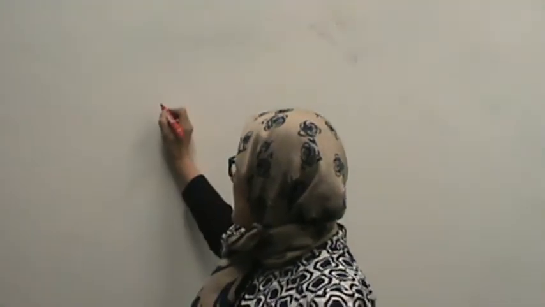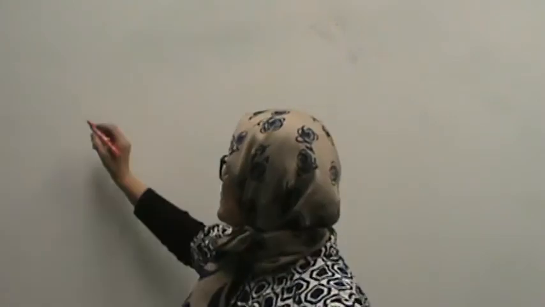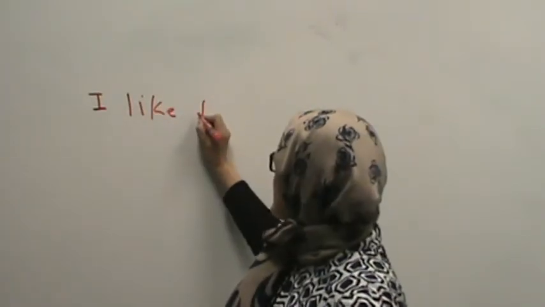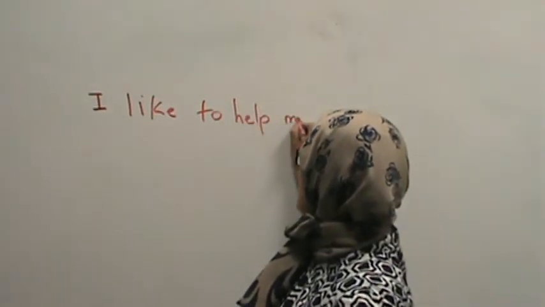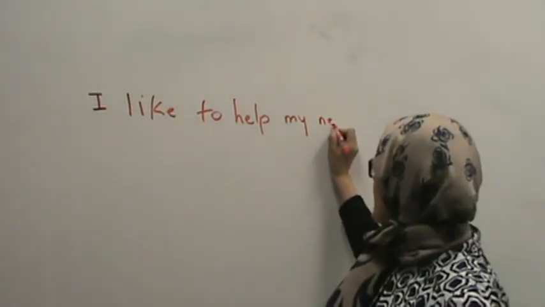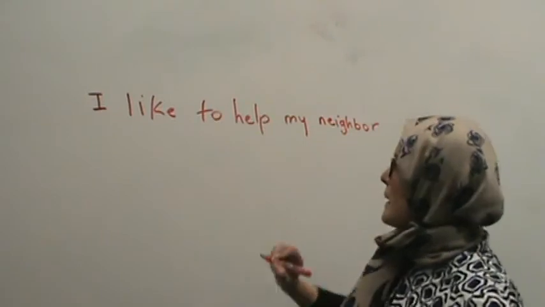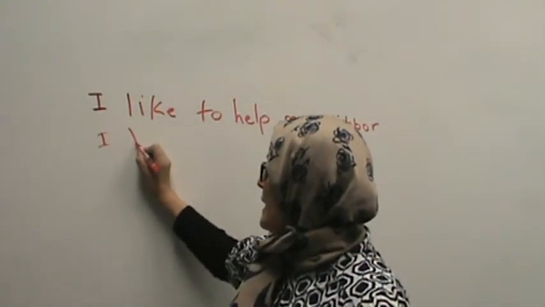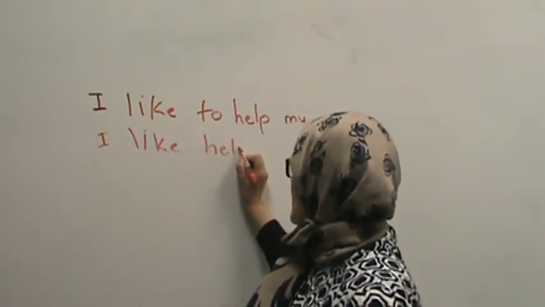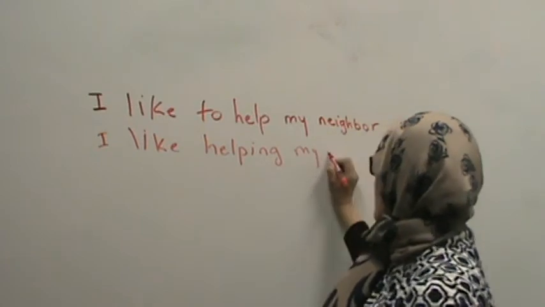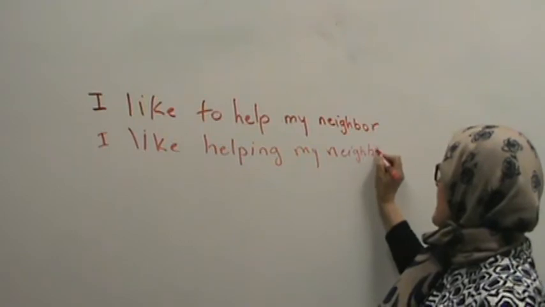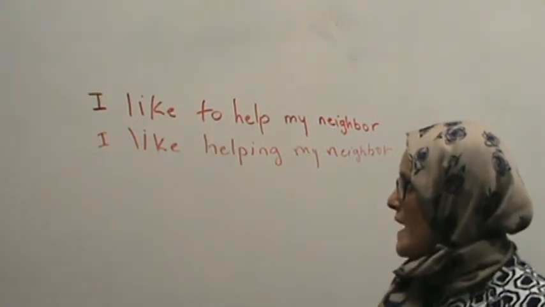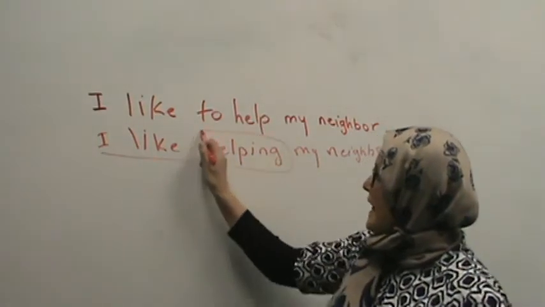and this is the ing form. So I am going to give you an example and go slowly. I like to help my neighbor. Okay. I like to help my neighbor. So I can use it as I like helping my neighbor. Okay, so the same one. I like helping. I'm not going to spend time on the first one because it is just I like to help, but I want to make sure that helping is here.